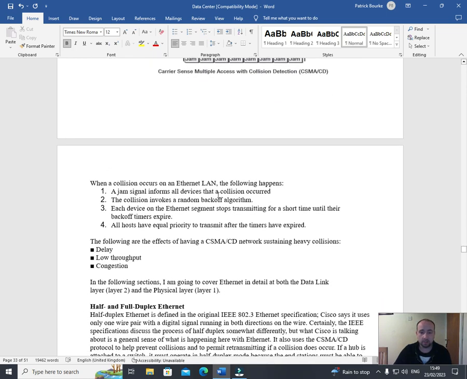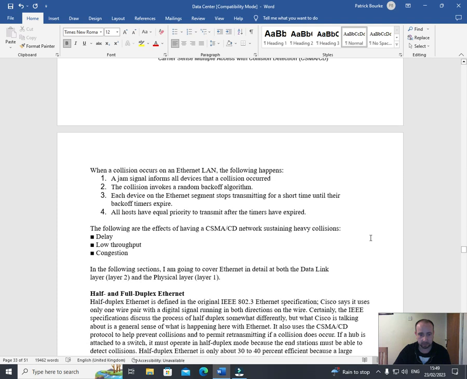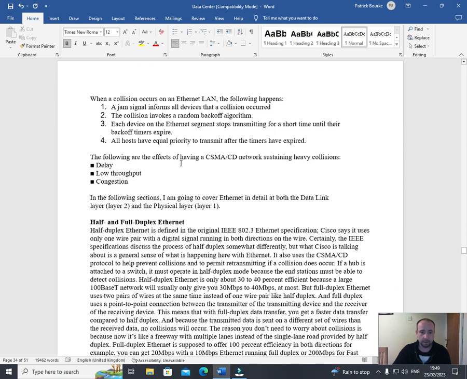When a collision occurs on an Ethernet LAN, the following happens. A jam signal informs all devices that a collision occurred. The collision invokes a random back-off algorithm. Each device on the Ethernet segment stops transmitting for a short time until their back-off timers expire. All hosts have equal opportunity to transmit after the timers have expired. The following are effects of having a CSMA/CD network: sustaining heavy collisions, delay, low throughput, congestion.